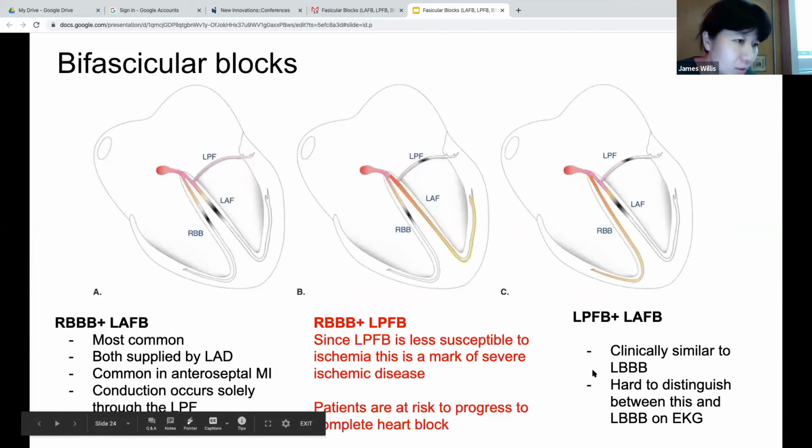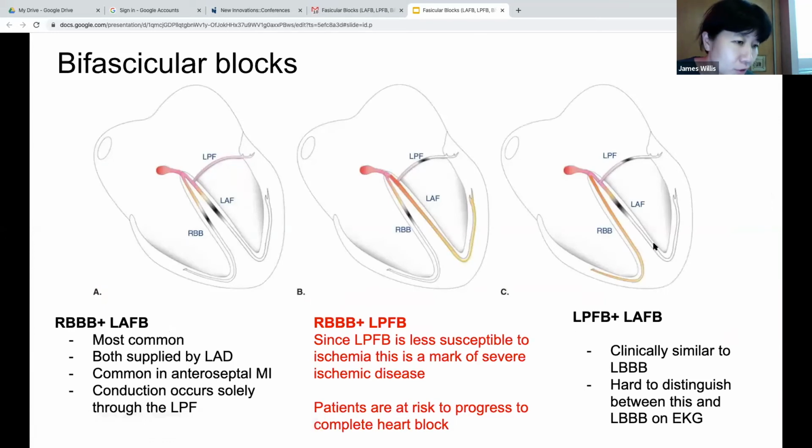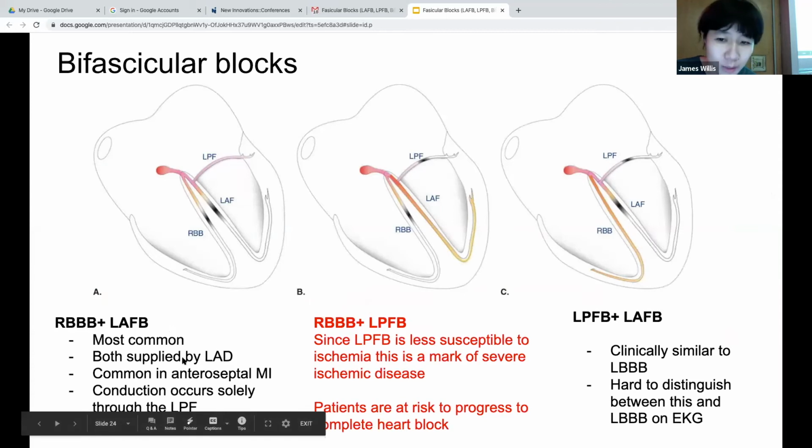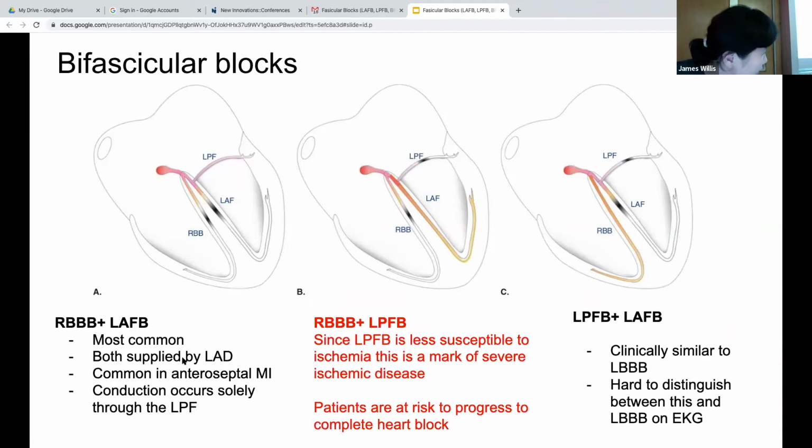So next, I'm going to discuss really quickly what a bifascicular block is. It is what it sounds like. It's basically a block in two of these fascicles. The most common would be a right bundle plus a left anterior fascicular block, just because the left anterior fascicle is the most common. This actually occurs in about 5 to 7% of anterior MIs, according to the Martindale book.